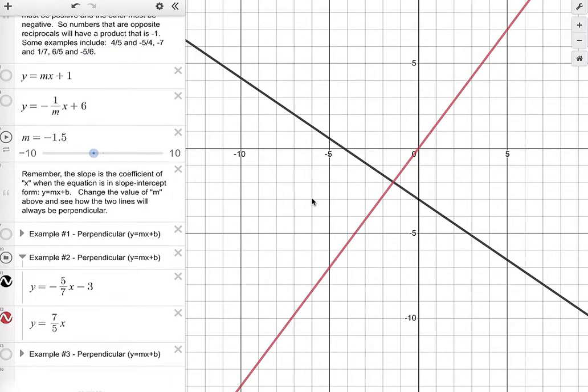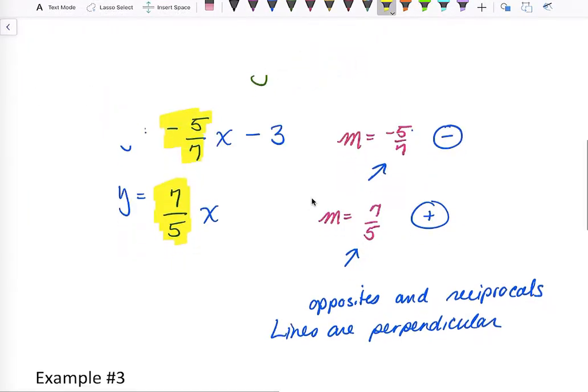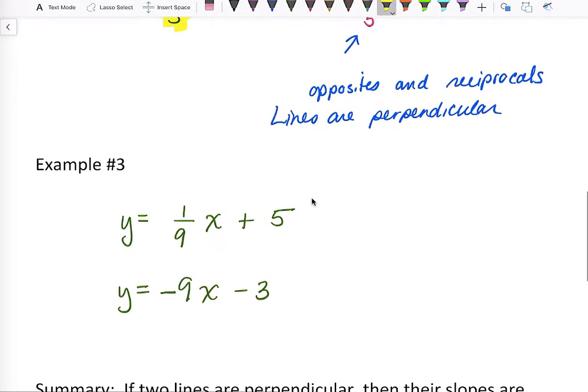All right, let's take a look at our very last example here. We'll look at the graph after we do it numerically. In example 3, we have our two slopes. Our slope here is 1/9 and our slope here is -9. So we're going to write those down. Slope is 1/9, slope is -9.